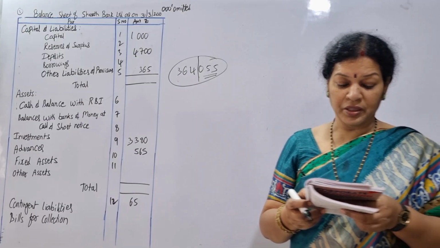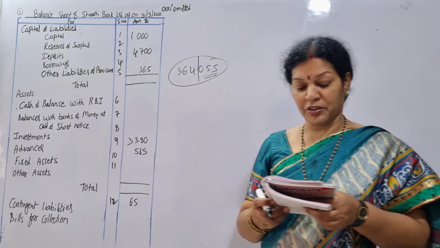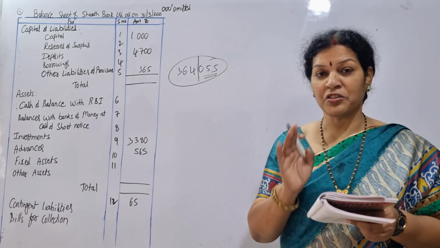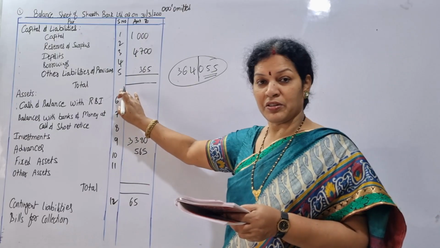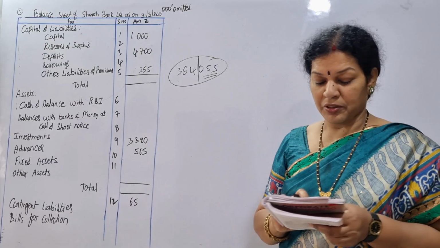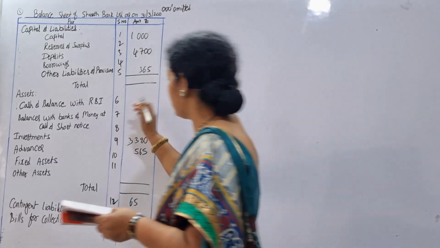Next, balance with other banks and money at call and short notice. So this is schedule number 7. After this, you'll get the 7th one. 7th schedule here. Balance with bank. This is 746.